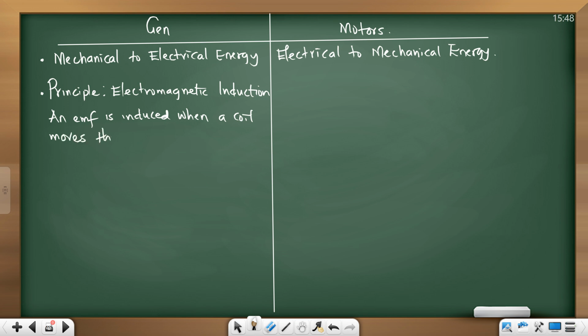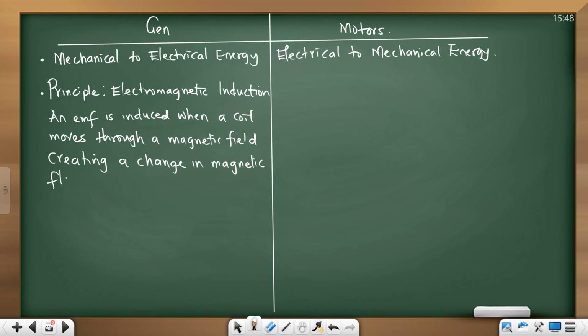moves through a magnetic field, creating a change in magnetic flux. Please, this is very, very important. So when you move a coil through a magnetic field, what really changes is the magnetic flux. And when that changes, it induces an EMF.